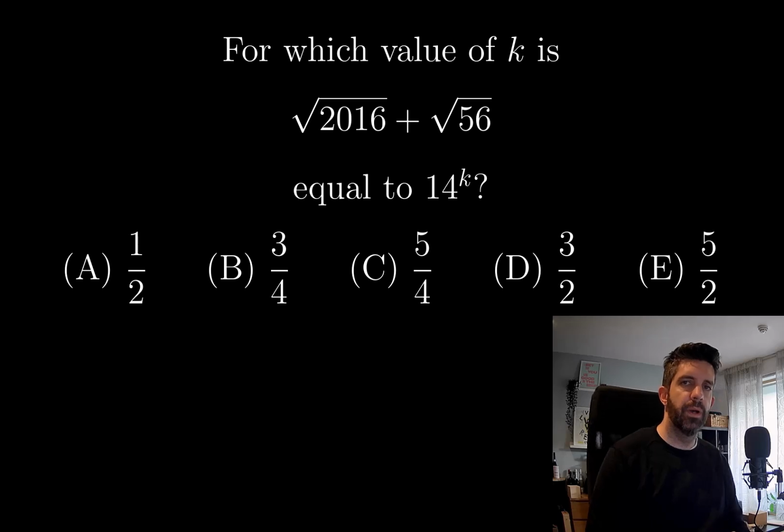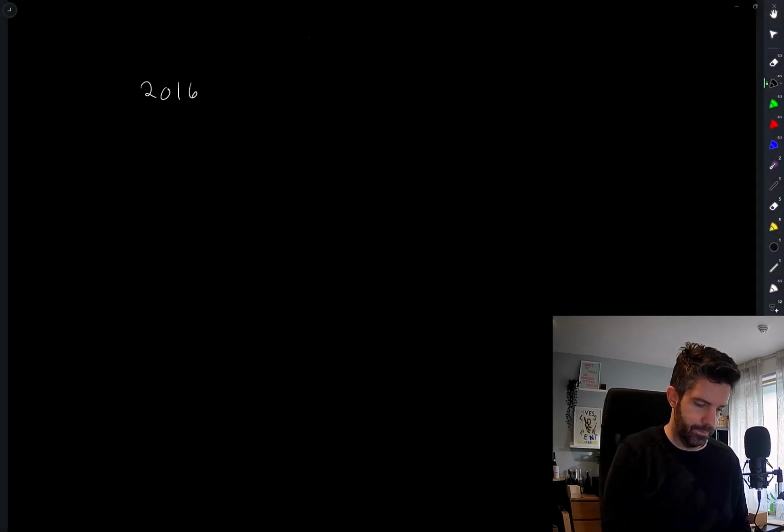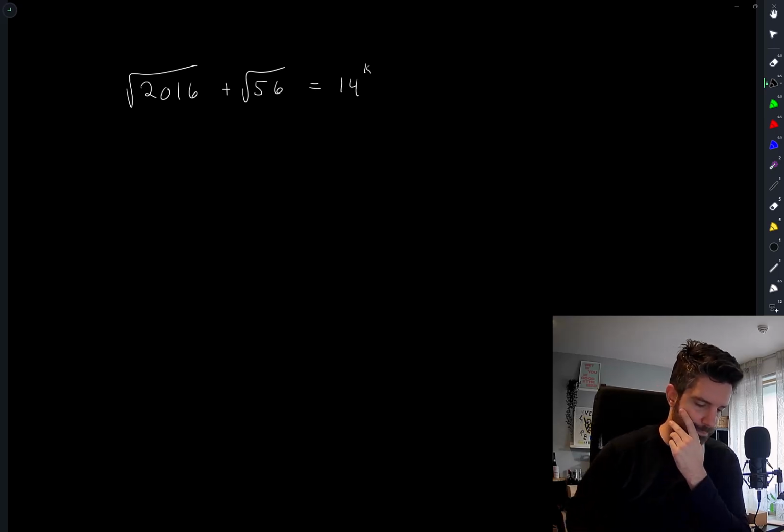Today's problem was submitted by a viewer, and it says, for which value of k is root 2016 plus root 56 equal to 14 to the k? Okay. So my instinct here is to square things, try and get rid of these square roots.